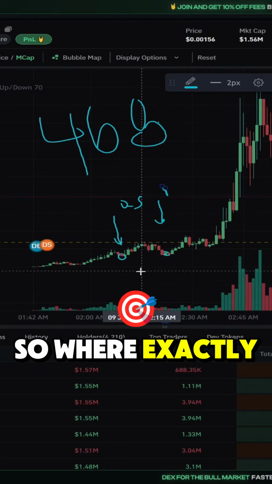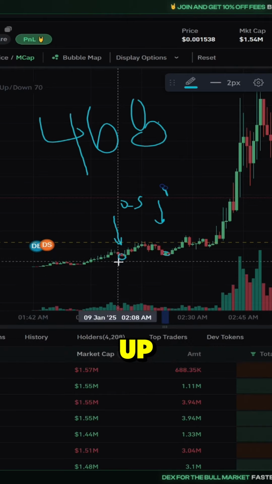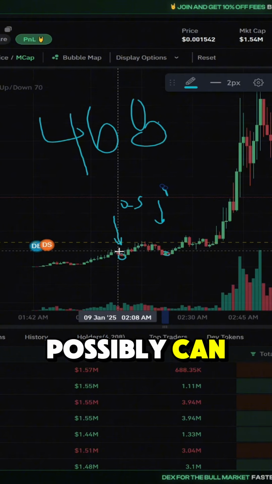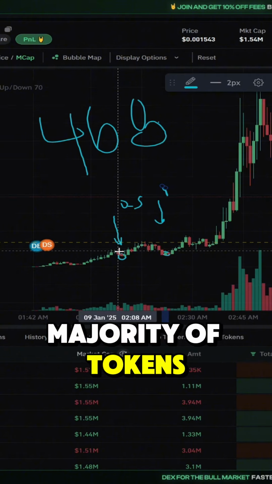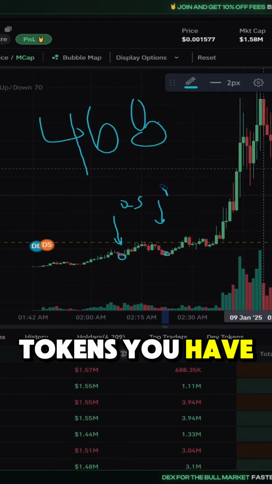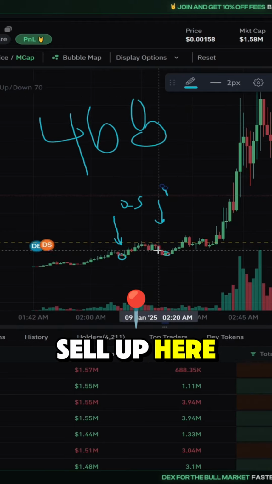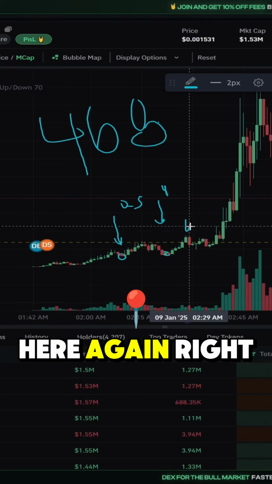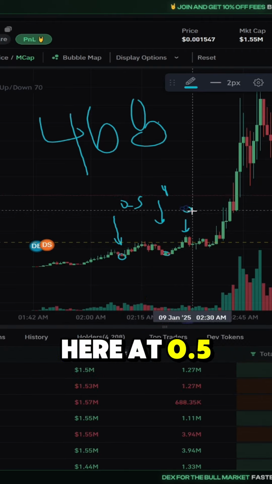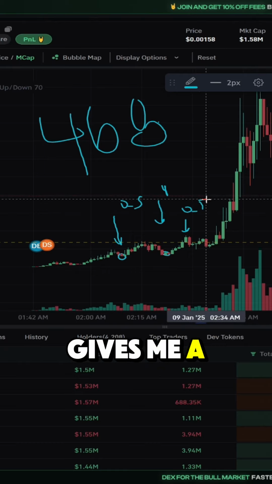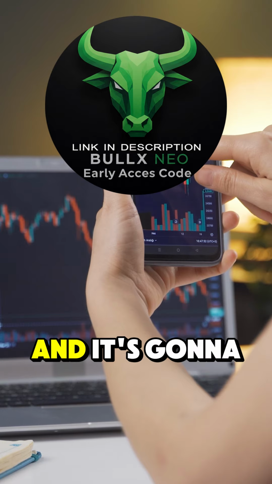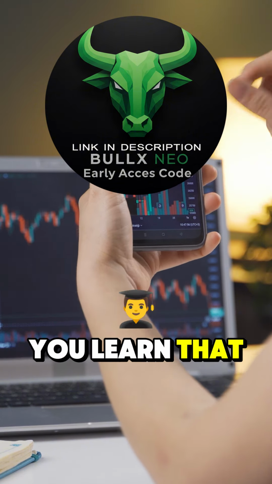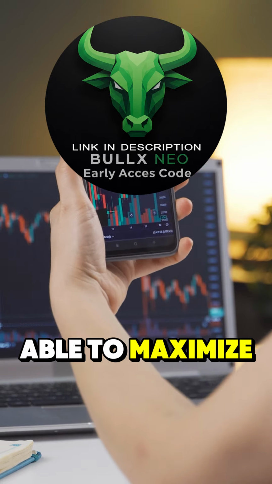So where exactly do I put that 0.5? As the chart is moving up, what I'm doing is I'm trying to collect as many tokens as I possibly can to have the majority of the tokens, because the more tokens you have, the more you'll be able to sell up here. So if this chart starts going up here and starts trending up, I will buy here again, right here, at 0.5. Okay. So that gives me a relatively good average here. And it's going to be extremely important that you learn that rule, because the faster you learn that rule, the more profit you're going to be able to maximize whenever you're trading.